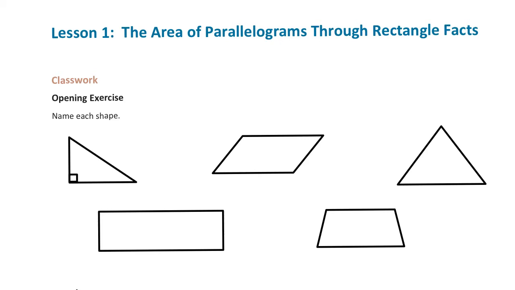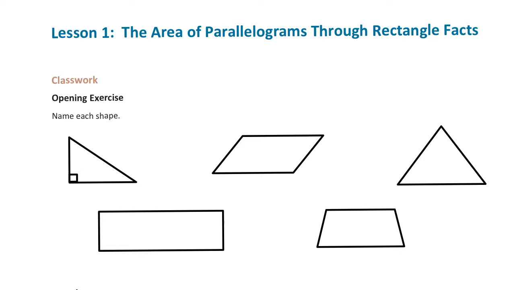Today we're going to be working on the first lesson of Module 5. Lesson 1 reviews the names of shapes. It also reviews finding the area of parallelograms. And it also reviews being able to identify correctly the base and the height in a figure.